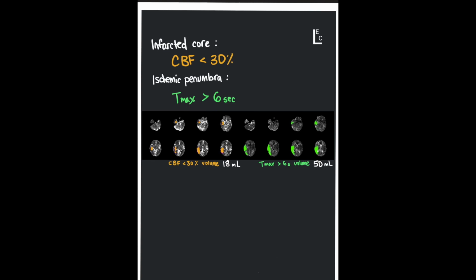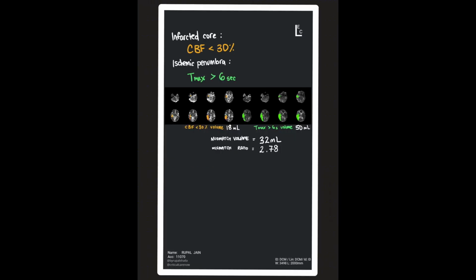If you subtract 18 from 50, you find that the mismatch volume, or the total volume of salvageable tissue in the penumbra, is 32 milliliters of brain parenchyma. Now, someone somewhere along the way in my training once referred to the brain as expensive real estate, so you can imagine that 32 milliliters of brain parenchyma can be quite significant.